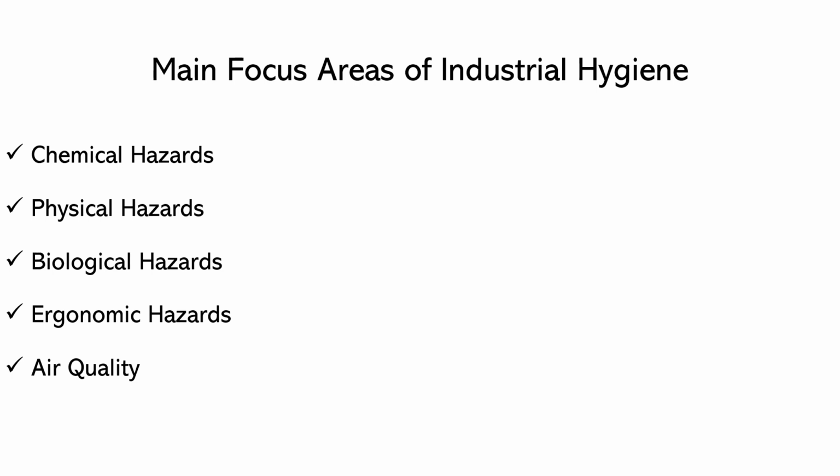Ergonomic hazards can happen in the IT industry, or any office where there is repetitive motion, poor posture, and heavy lifting. Next, air quality, like dust, carbon monoxide, and poor ventilation. So these are the various areas of industrial hygiene.